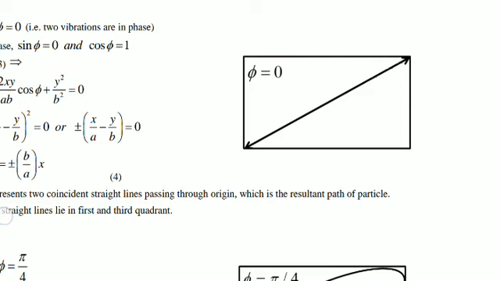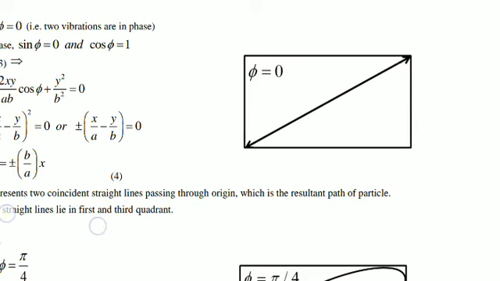Now, plus y plus x means what? I have drawn the diagram over here. This is the equation of a straight line. You imagine the x-axis at the middle and the y-axis at the middle.